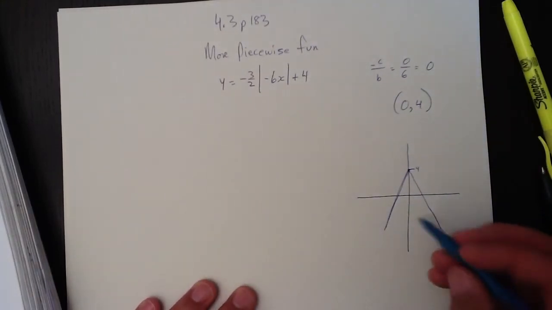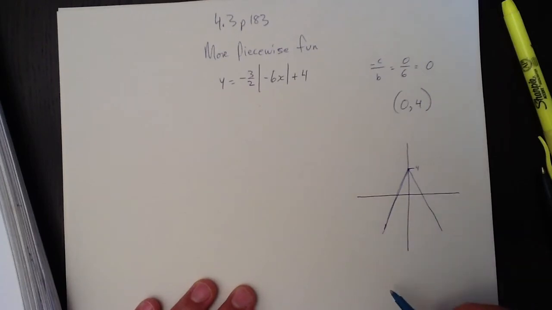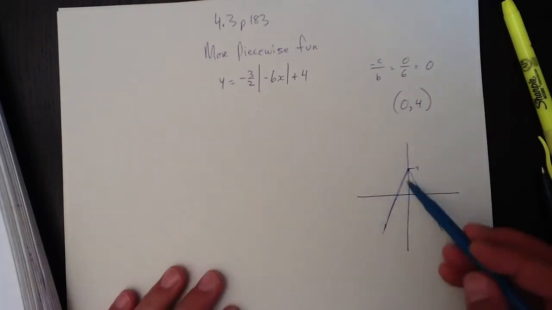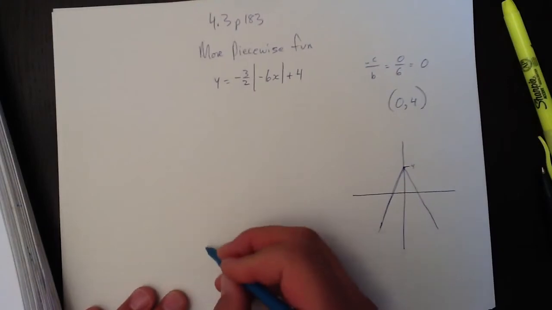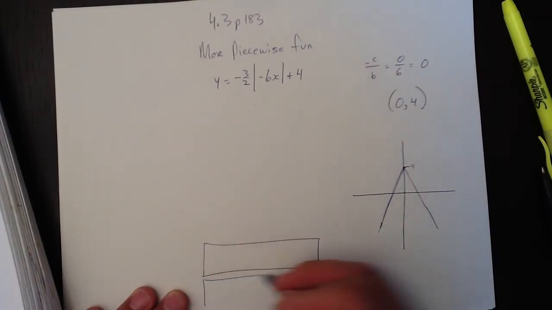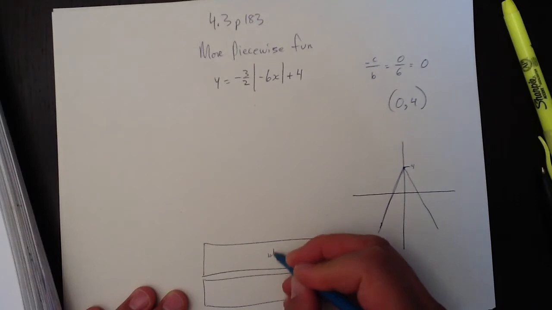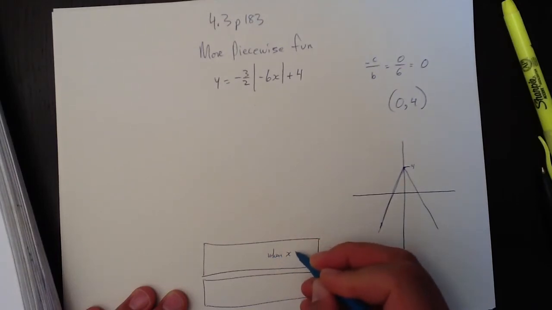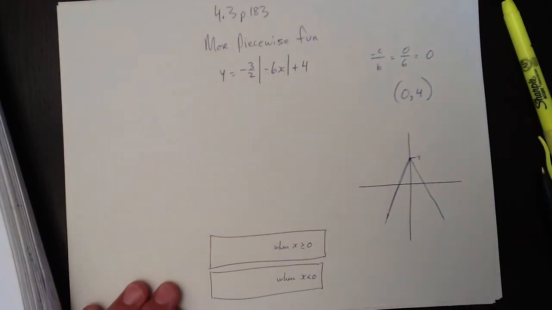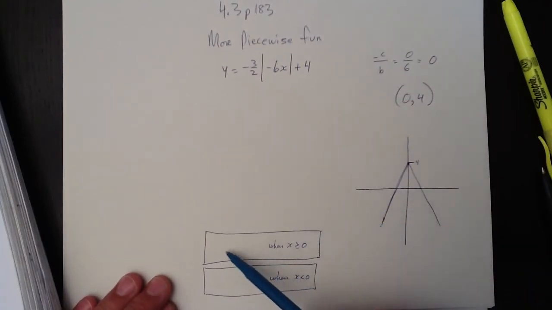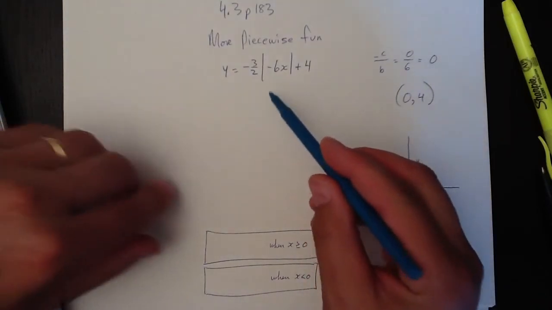In order to describe this stepwise function, I'm going to have a function that describes it when we're less than 0 and a function that describes it when we're 0 or more. So I can start writing down my two answer components here. One's going to be when x is greater than or equal to 0, and the other when x is less than 0. The key is, what's the function that describes this side of the line and that side of the line? Let's create the two equations here.